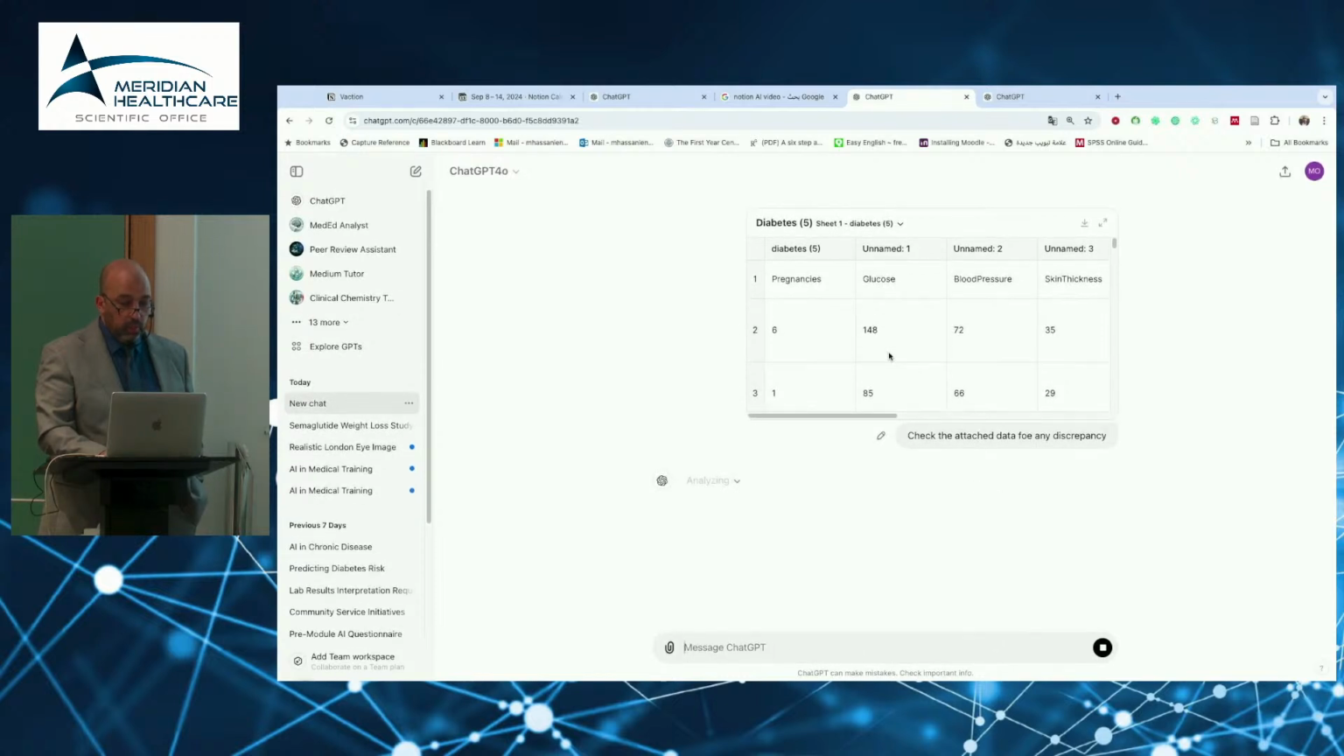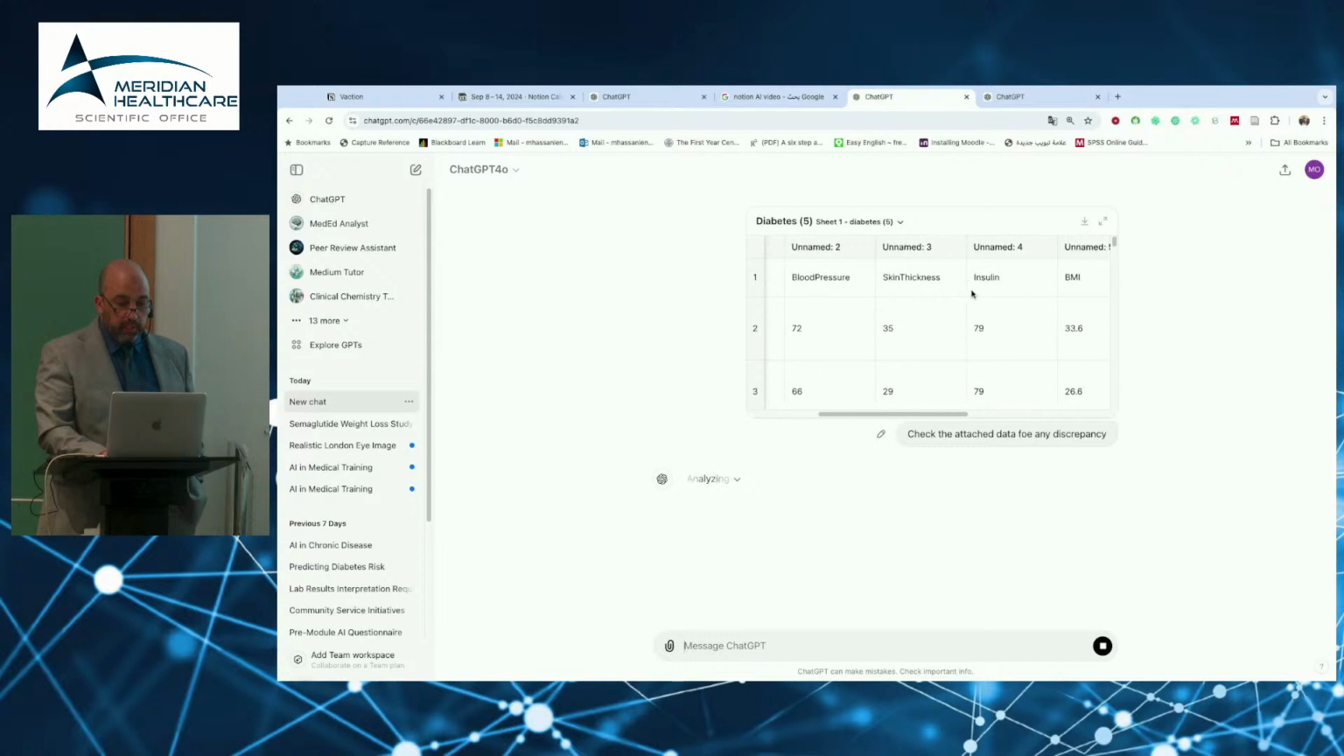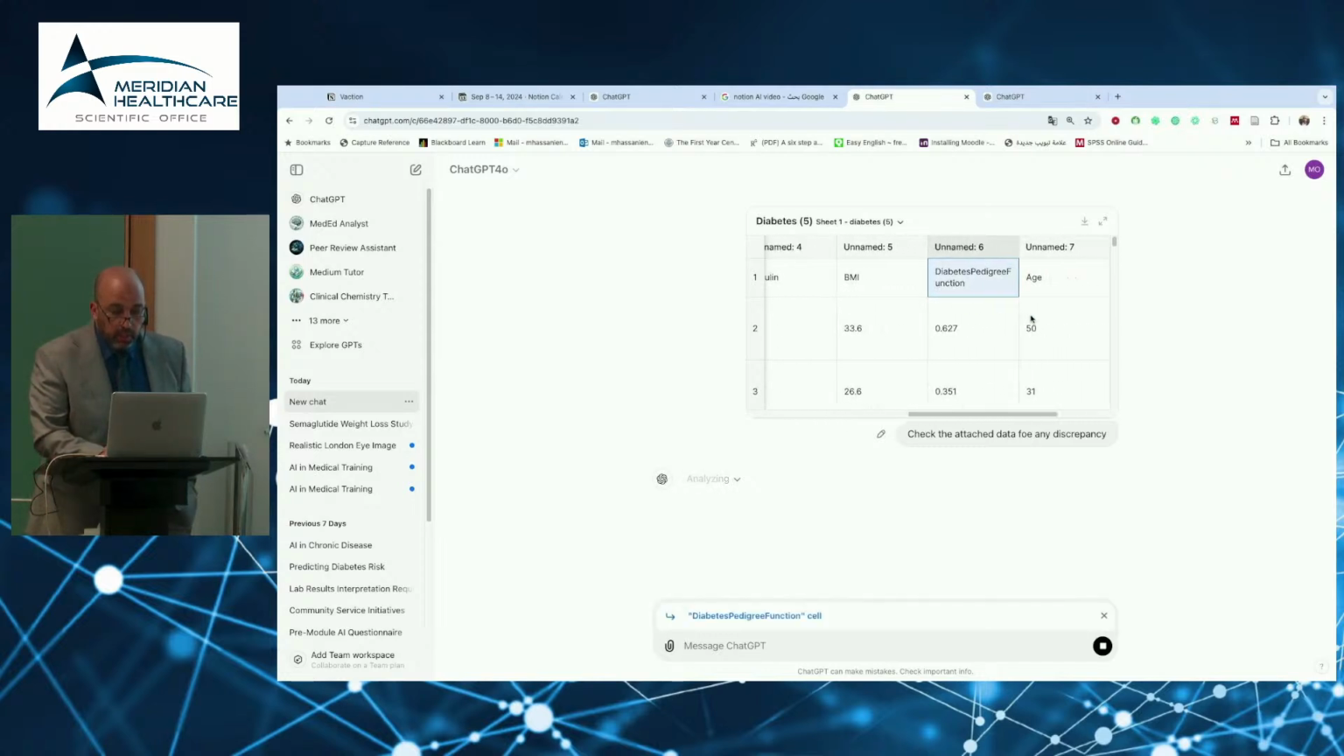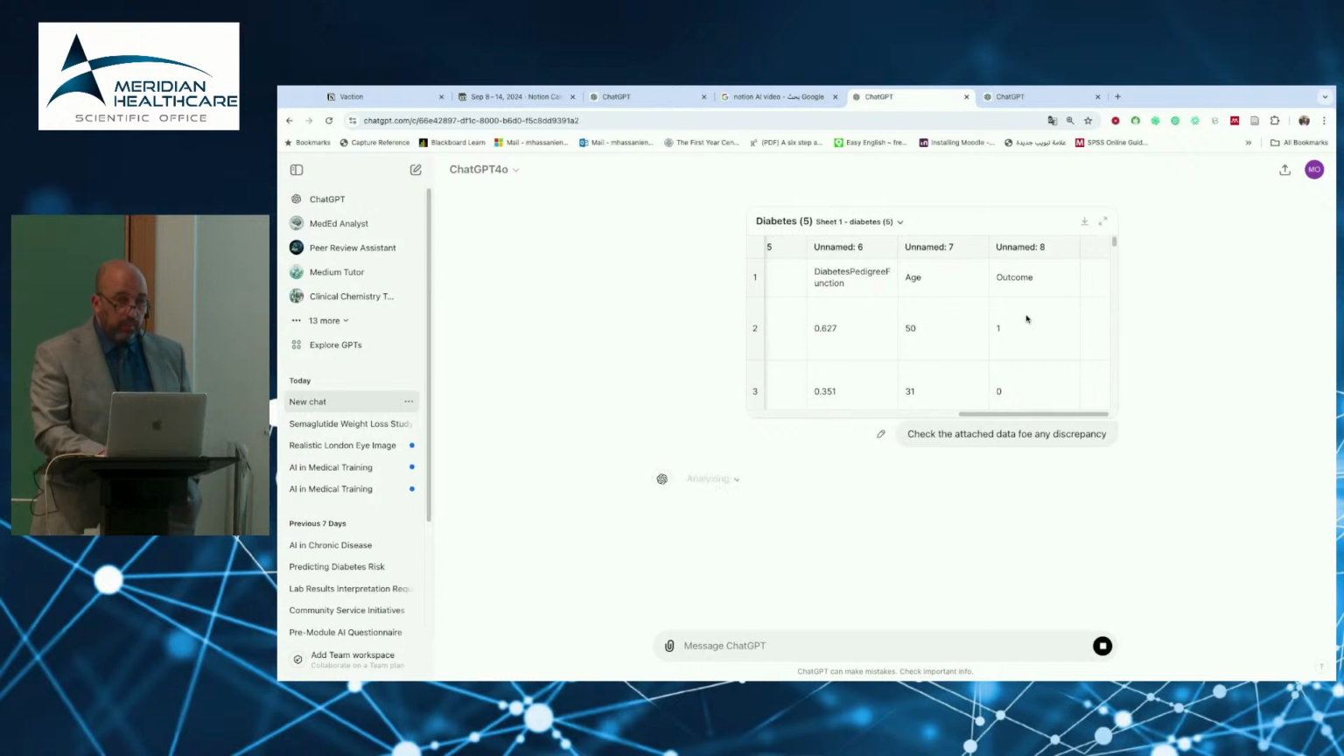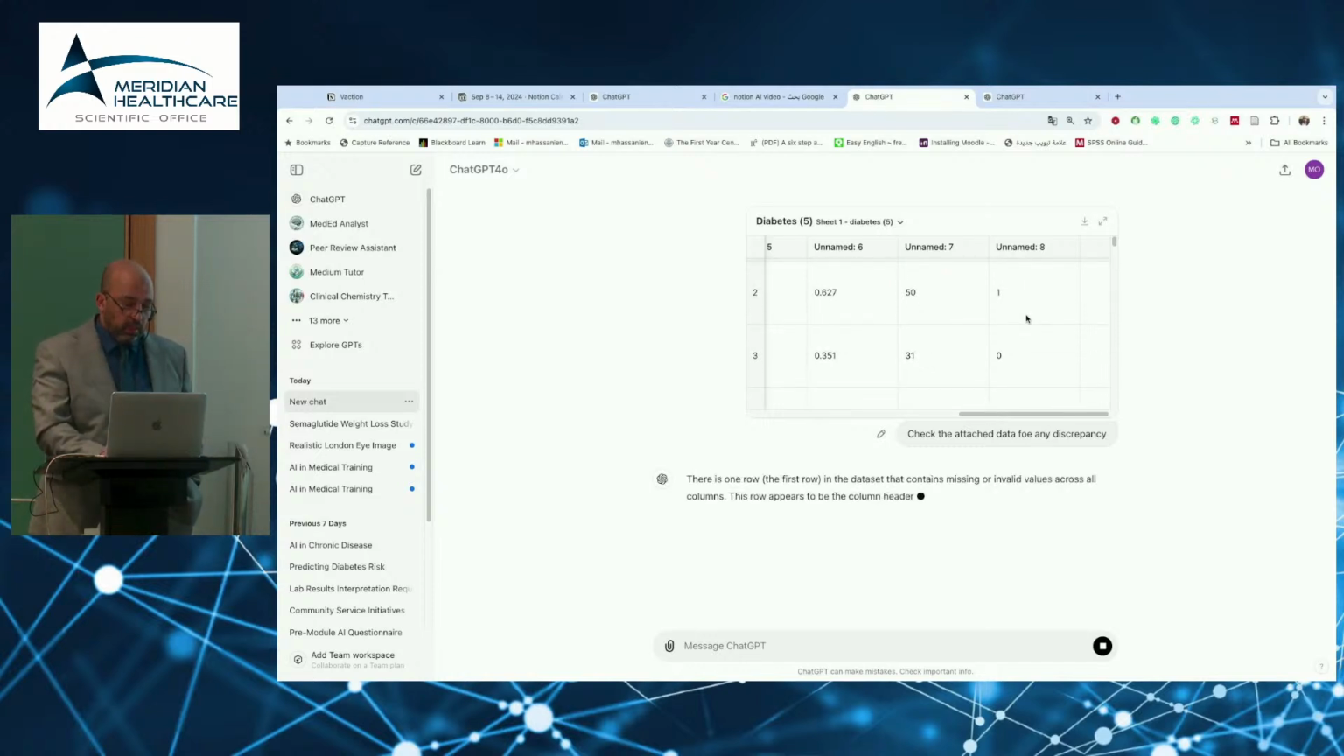So this data includes number of pregnancies, glucose level, blood pressure, skin thickness, insulin, body mass index, diabetes pedigree, age, and outcome, whether this pregnant woman got diabetes or not during pregnancy. Yes, diabetic.